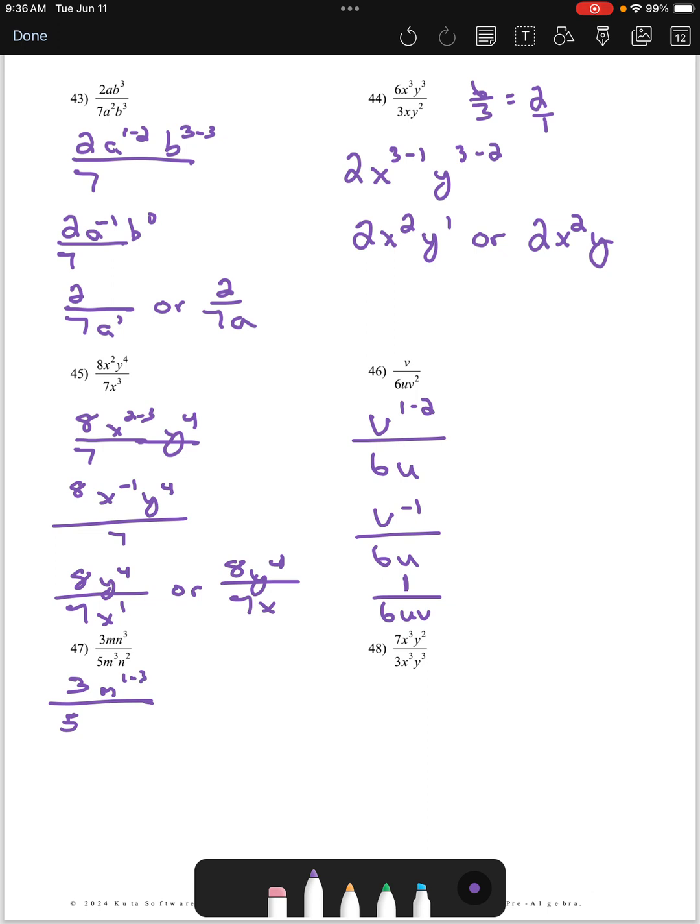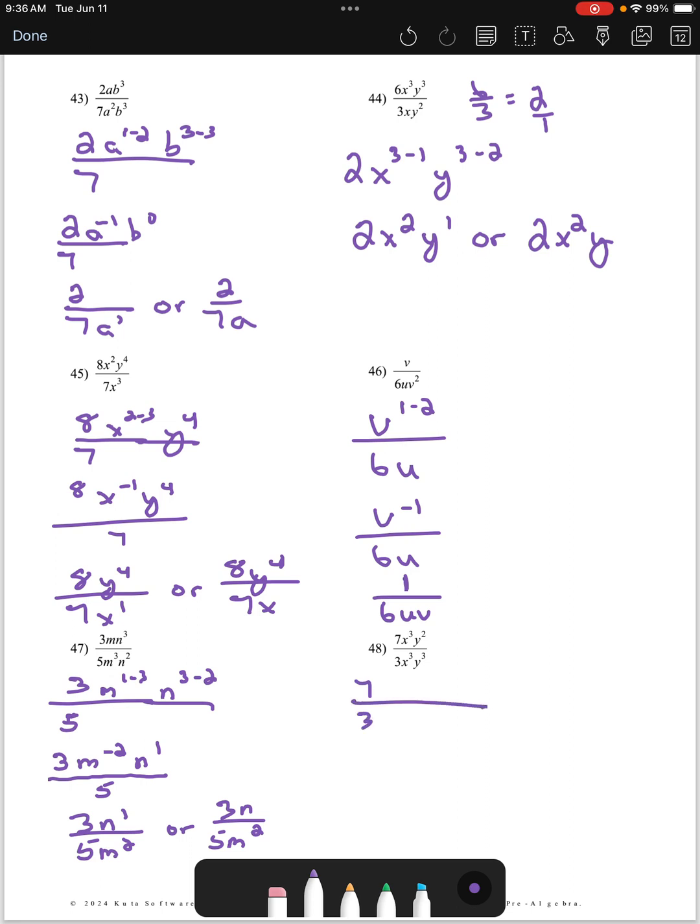Number 47, the 3 and the 5 are boring. Can't do anything to clean them up. For the m, we have a 1 minus 3, and for n, we have 3 minus 2. So when we simplify those, we're going to get 3m to the -2nd, n to the positive first, over 5. The m has a negative exponent, so it must drop. So we have 3n to the first over 5m to the 2nd, or 3n over 5m to the 2nd.